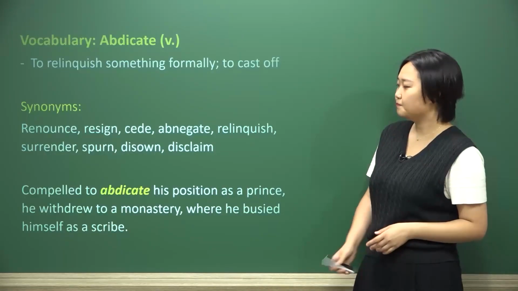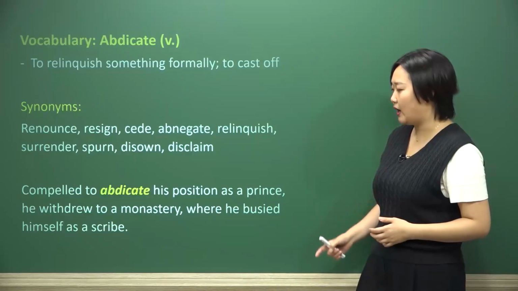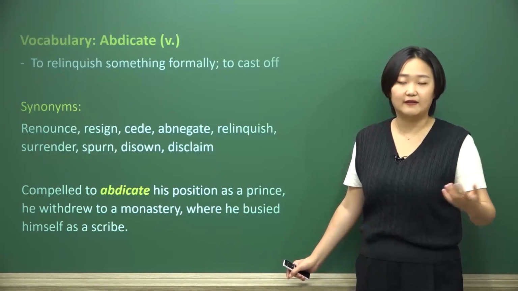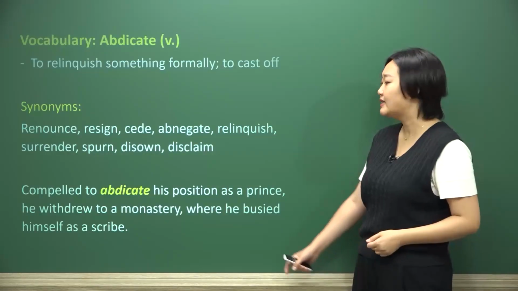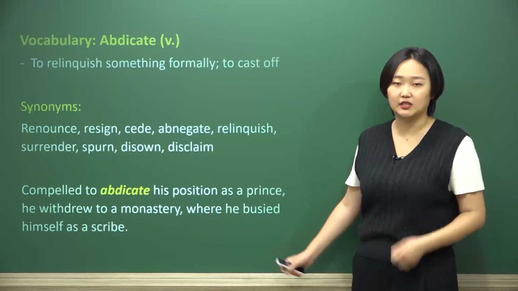Compelled to abdicate his position as a prince, he withdrew to a monastery where he busied himself as a scribe. He wants to live his life in a monastery as a monk, being a scribe. He wants to write. Then he is feeling that he wants to abdicate his position as a prince.